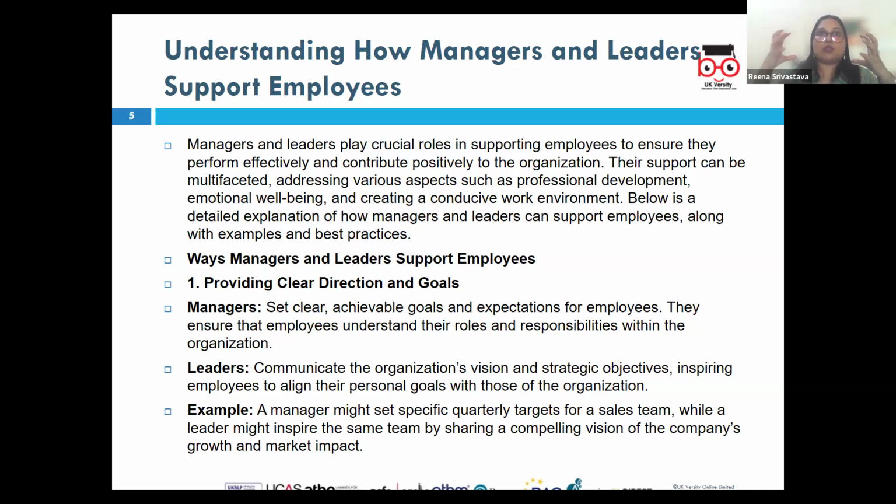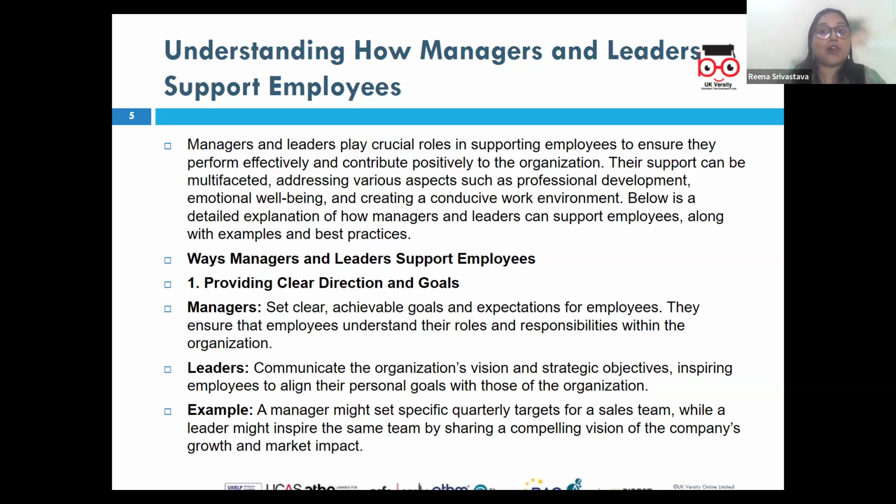So they are the ones who are going to give a greater vision and then try to fit in the employee role, or how their role is going to contribute to the bigger picture. Now, for an example, a CEO might outline a strategic plan for entering a new market, and the CEO will ensure that every team member understands their specific contribution, whereas a manager will be focused on day-to-day support by setting clear expectations and providing feedback wherever any action is required.